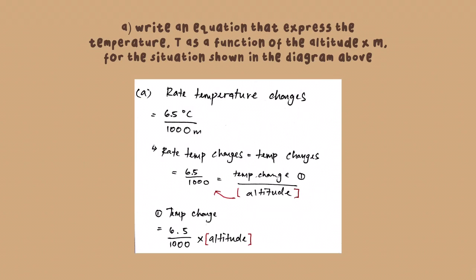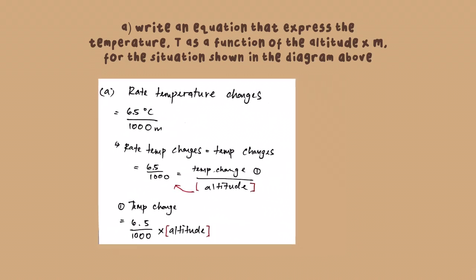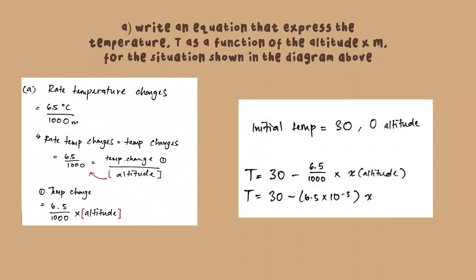When we want to know the temperature change, the altitude will then be multiplied by 6.5 over 1000 m. Then, the temperature change is 6.5 over 1000 times altitude. The initial temperature is 30, where the altitude is 0 meters. An equation that expresses T equals 30 minus 6.5 over 1000 times x, which is the altitude.